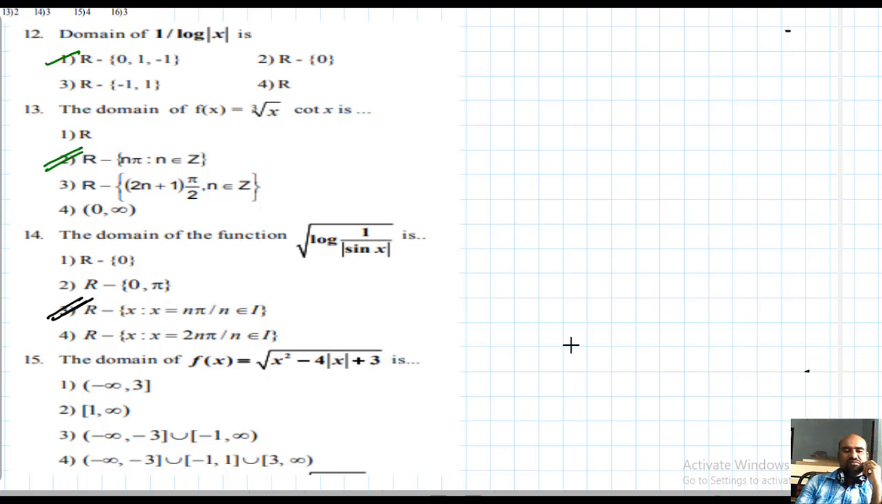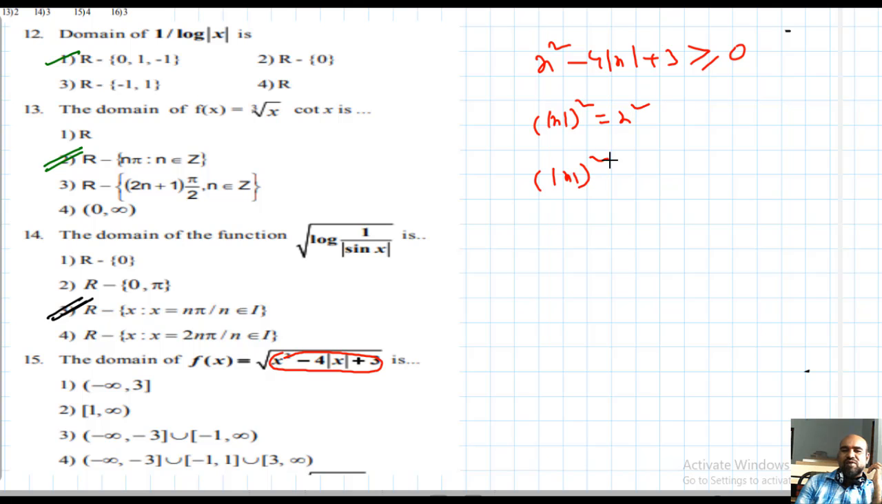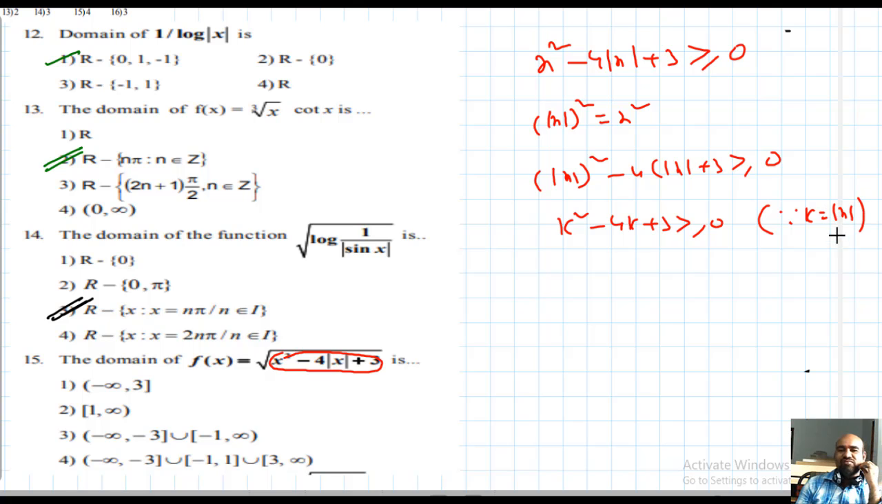Yeah, 15th. Easy problem only. This expression should be greater than or equal to 0: x square minus 4 mod x plus 3 greater than or equal to 0. To solve this type of problem, if modulus is involved, x square and mod x whole square are the same. That's why instead of this I can write (mod x) whole square minus 4 mod x plus 3 greater than or equal to 0, or k square minus 4k plus 3 greater than or equal to 0. So what I did here is take k as mod x for my convenience.